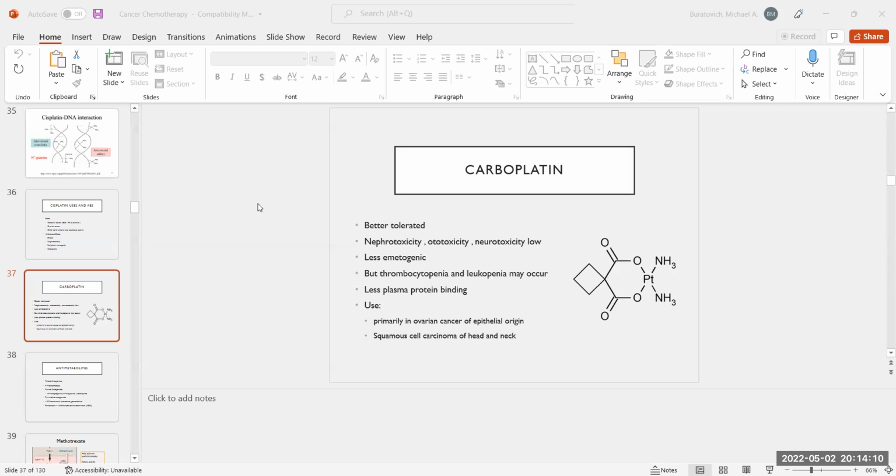These are used for breast, ovarian, lung, gastroesophageal, prostate, bladder, and head and neck cancers. You want me to repeat that? Breast, ovarian, lung, gastroesophageal, prostate, bladder, and head and neck tumors.